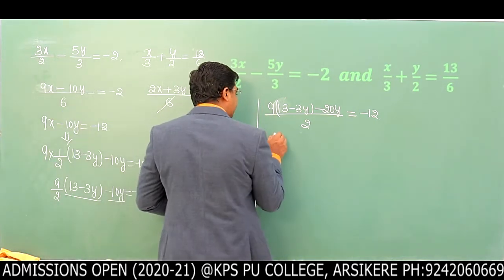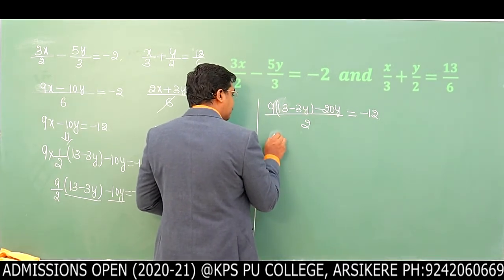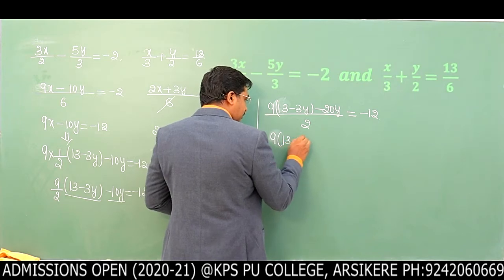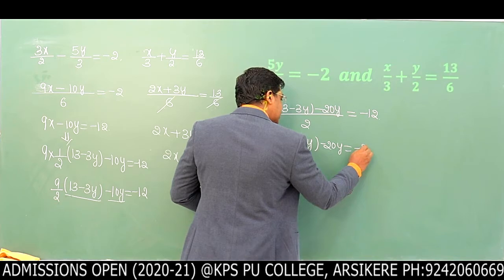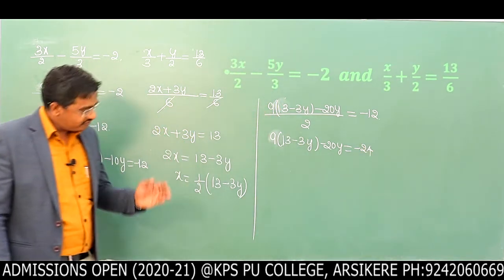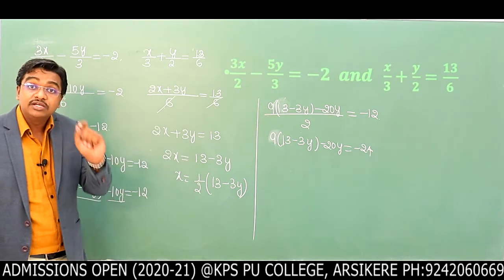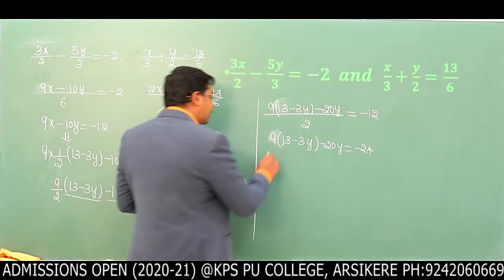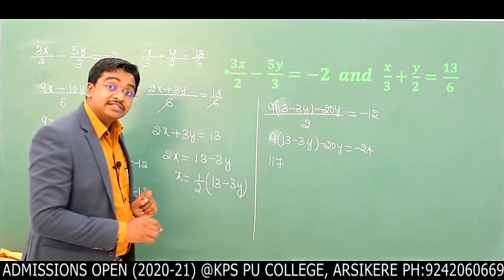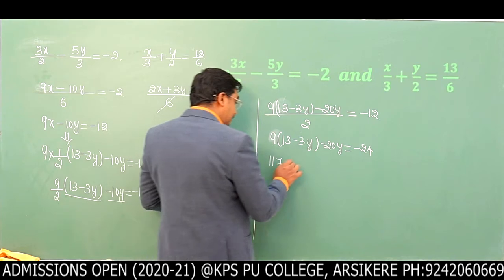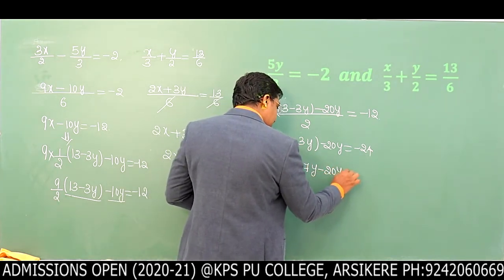Let's simplify. First 9 into 13 minus 3y minus 20y is equal to minus 24. How does minus 24 come here? Very good, that is by cross multiplication. So minus 12 into 2 becomes minus 24. Let's multiply: 9 into 13 is 117, and 9 into 3y is 27y, so 117 minus 27y minus 20y is equal to minus 24.